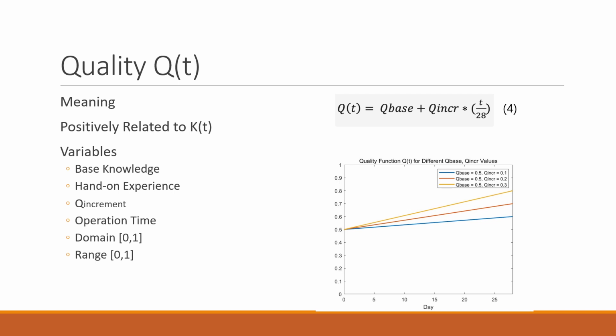So the next part is about the quality QT of the KMC. The QT measures the quality of KMC for each day. For QT, we reasonably model it. It will be influenced by two factors, Q base and Q experience.